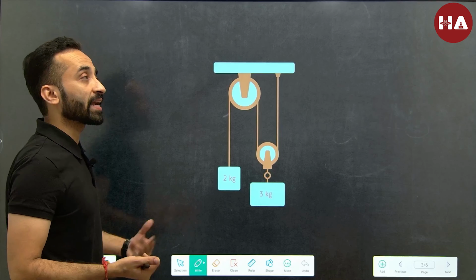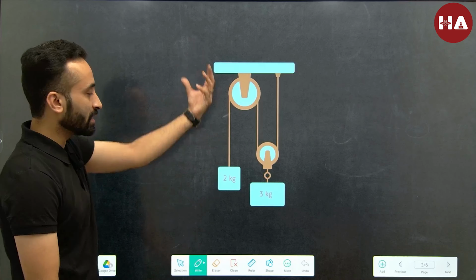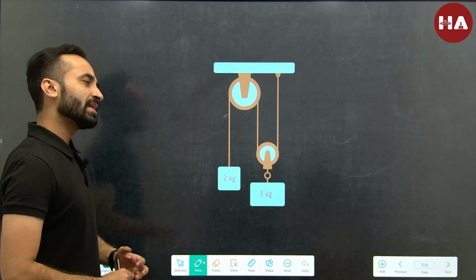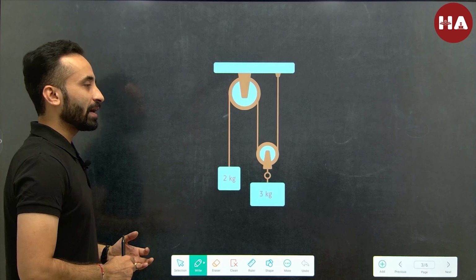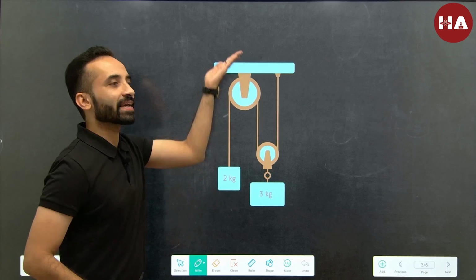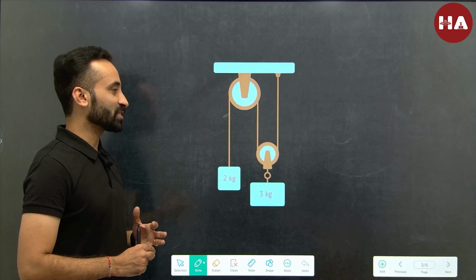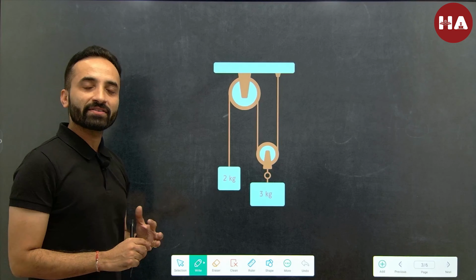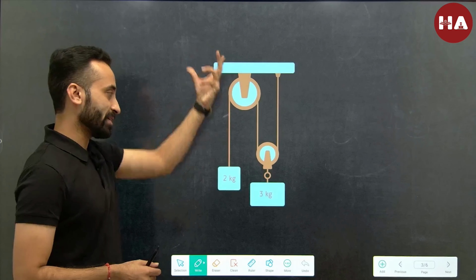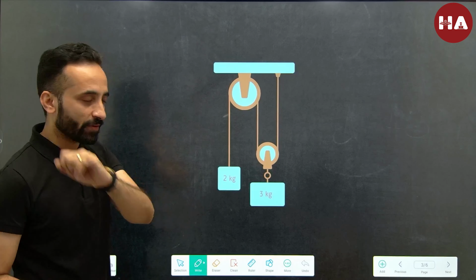And some of you might be wondering that, as always, 2 kilogram being lighter should rise and 3 kilogram being heavier should fall. Even if we believe in that, I will ultimately prove that it is wrong, and in fact 3 kilogram will be rising and 2 kilogram will be falling. So which is very contradictory to what we were doing so far. Lighter things always rise and heavier things always fall, but here the heavier one will rise and we will find out why.